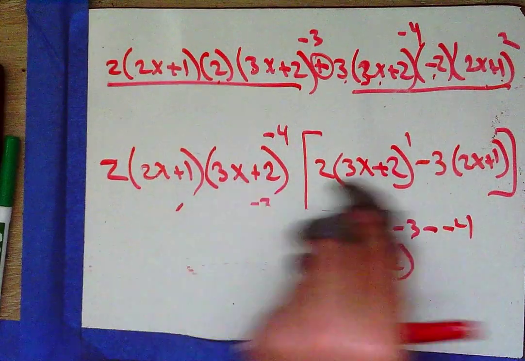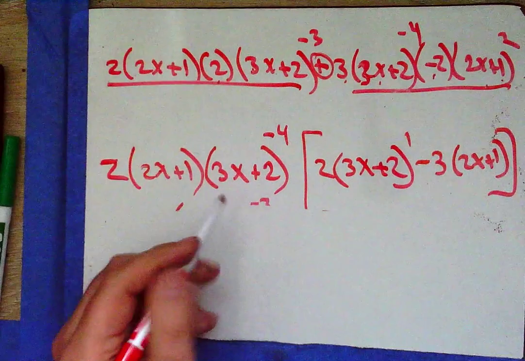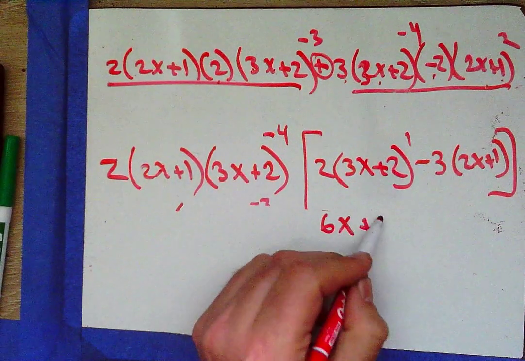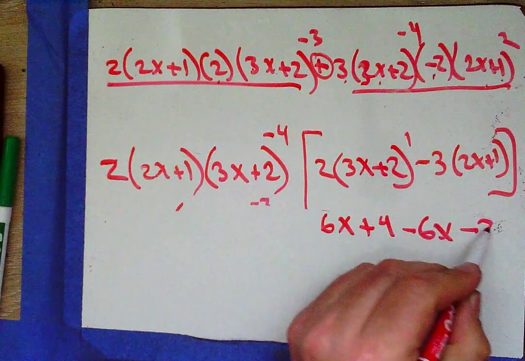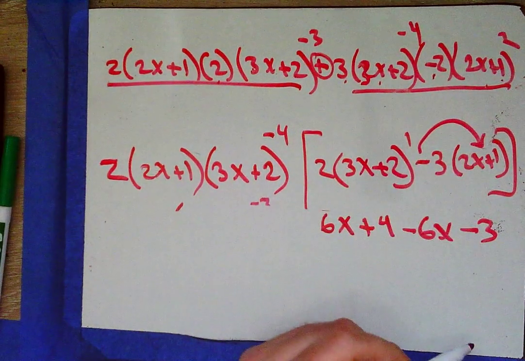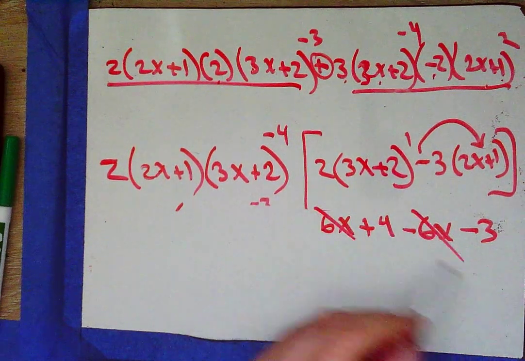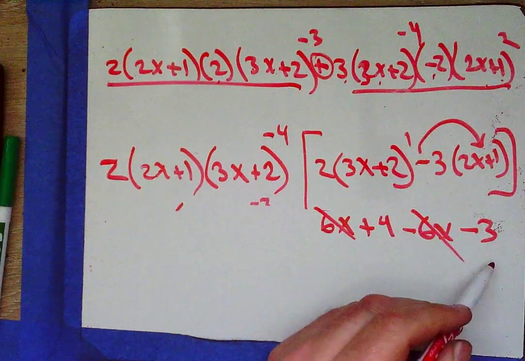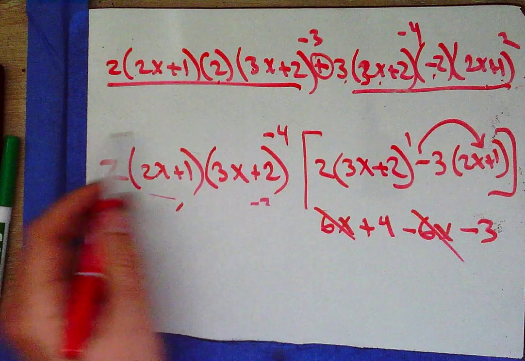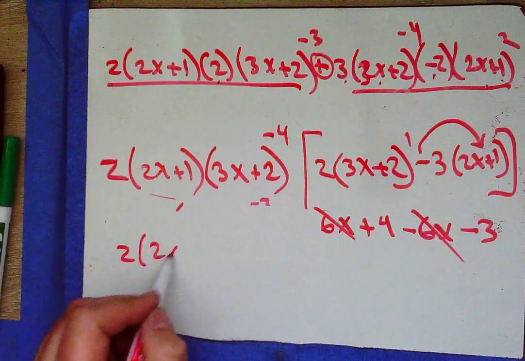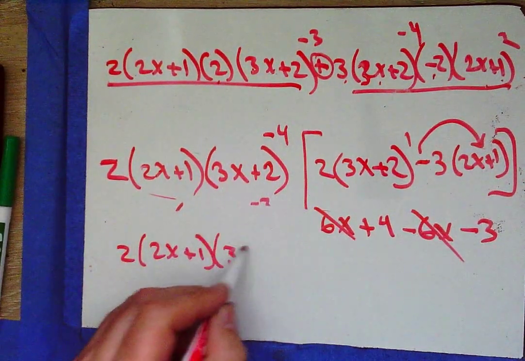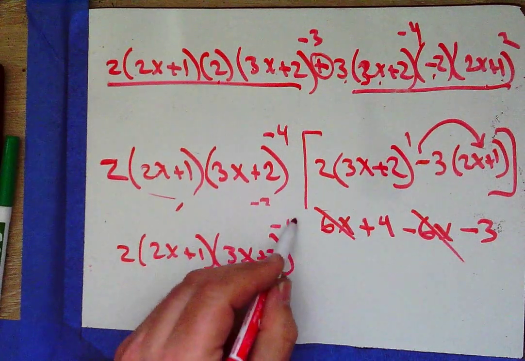All right, so what do we got? We've got 6x plus 4 minus 6x minus 3. So many people forget to distribute the negative 3 to the 1. The 6x's cancel, 4 minus 3 is 1. So I just have 1 times this stuff. So that's my answer, 2x plus 1 to the 3x plus 2 to the negative 4.